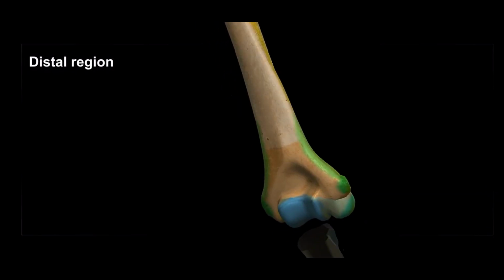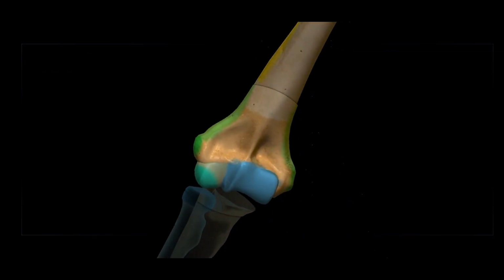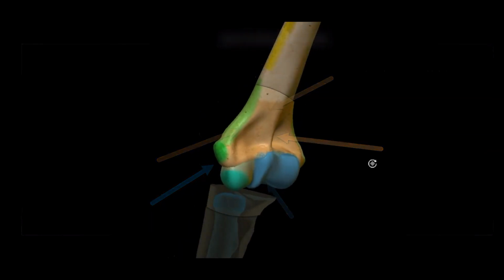Moving towards the distal region. On its anterior surface, it contains two fossae, coronoid fossa on medial side and radial fossa on lateral side. Below them is a trochlea on medial side and capitulum on lateral side. In between the fossae, there is a condyle of humerus.